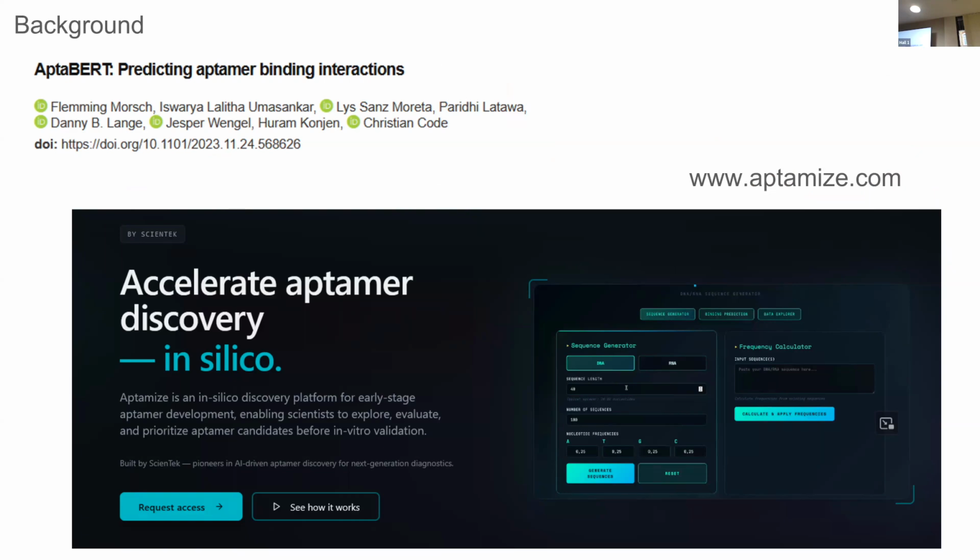We have Jesper Wengel from the University of Copenhagen, and Danny Lang from Google, and then the rest of my team on there. And we have this platform, Aptimize, which if any of you want to see during this meeting, or call me online, I could show you how it works and how we classify this. And we're also making this better to see 2D and 3D structures.